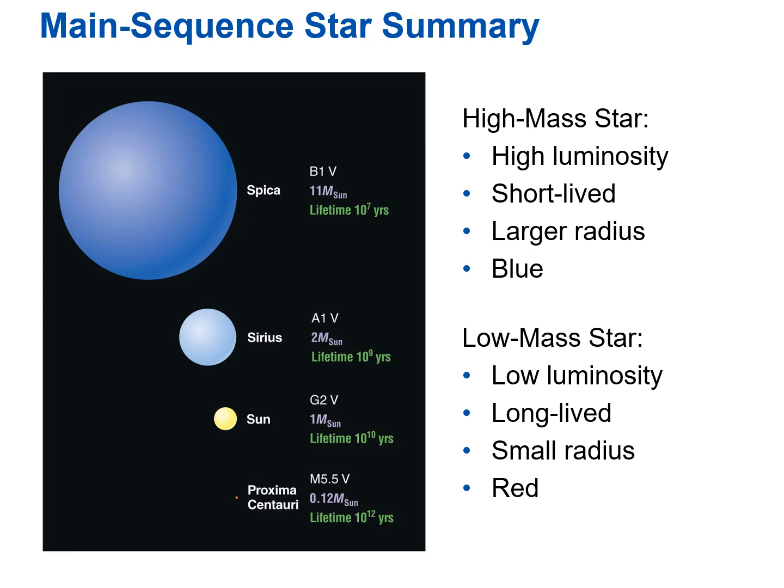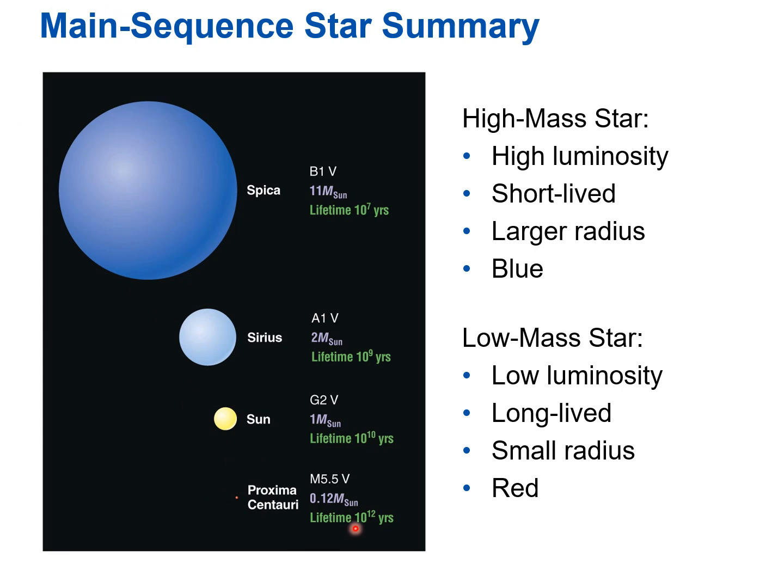As we think about the range of just main sequence stars, the highest mass stars, and think on the Hertzsprung-Russell diagram, that's going to be up and to the left. They're the brightest, they live the shortest amount of time, they're the largest, and they are blue. So stars like Spica right here. It's a B1 main sequence star. It's about 11 solar masses, and it has a lifetime of only about 10 to the 7th years.